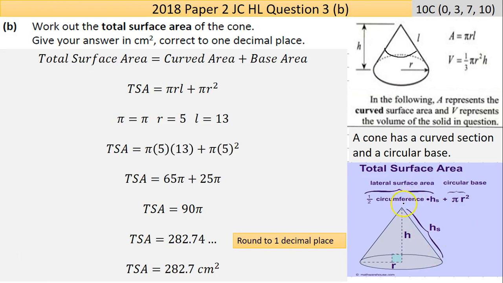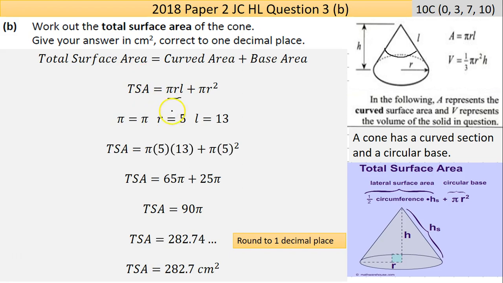Now, circumference is 2 pi r, so a half of 2 pi r is 1 pi r. That's where I got this here: pi r. Now, L is the slant height, and they're calling it HS in this formula, so I probably should have picked a better infographic in hindsight. So it's pi times the radius times the slant height.